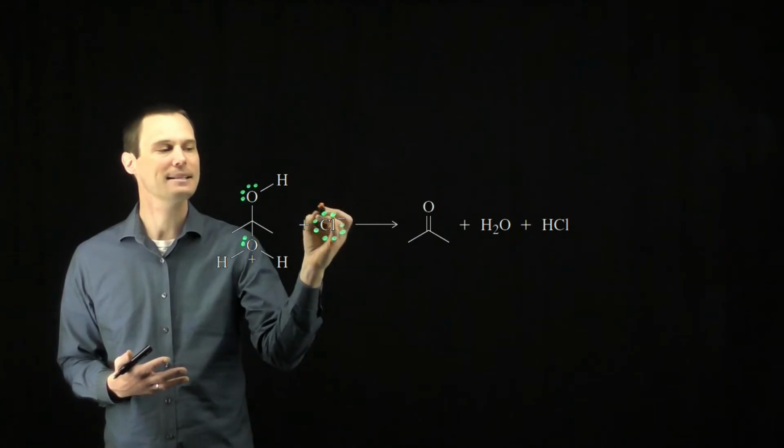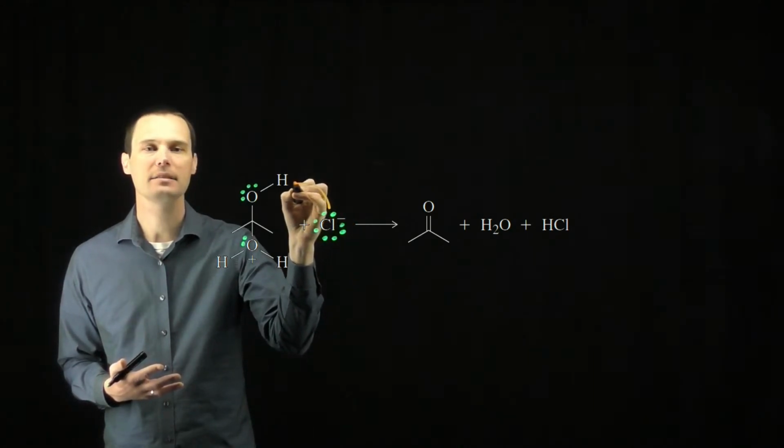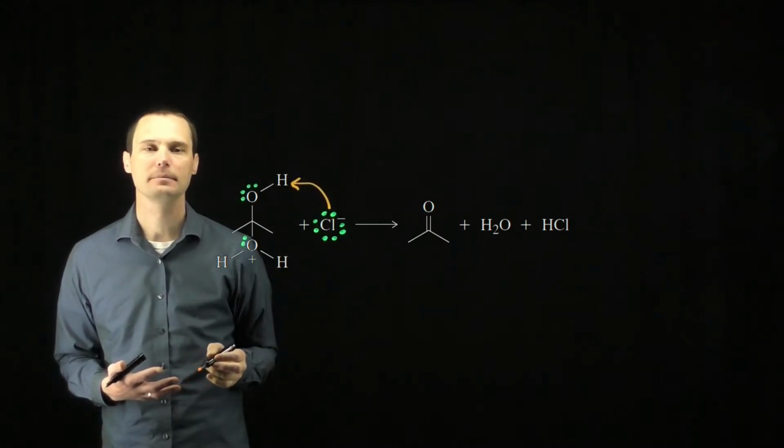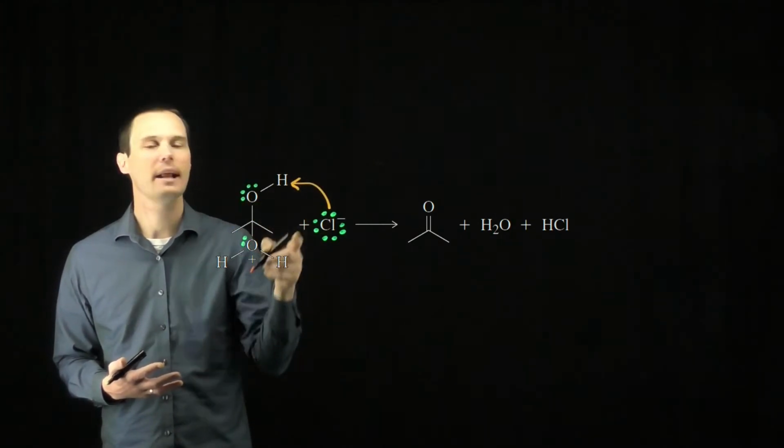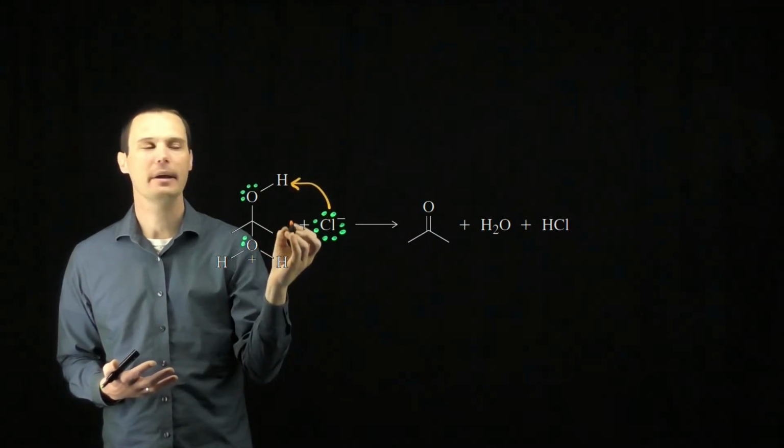There's excess electron density around the Cl-. We'll use this lone pair to attack the acidic hydrogen on the alcohol. That will form the chlorine-hydrogen bond that we need in this product. But that builds up too much electron density around hydrogen.